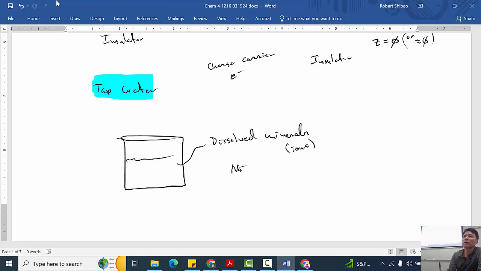Electrons will flow from the negative to the positive. Cations, which are the positive ions, will flow from the positive to the negative. And therefore, the negative electrode and the positive electrode have another name for them. If the cations flow to the negative electrode, we call that the cathode because the cations flow to it. The anions, let's say there's chloride in here too.